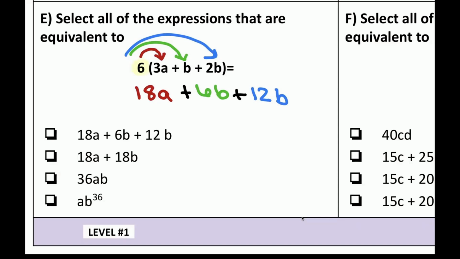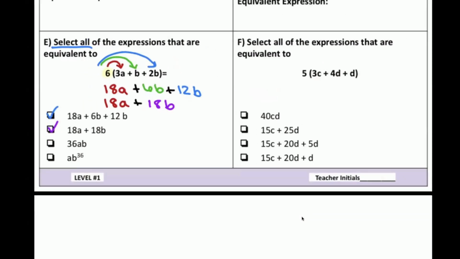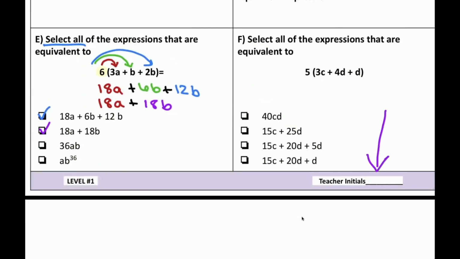Okay, so it says select all of the expressions that are equivalent. So we know it's going to be this first one. And then we can also combine our b's. Okay, think about it like 6 bananas plus 12 bananas. That gives us 18 bananas. So another way of rewriting this is 18a plus 18b. That is also one of our answers. Complete example F and any unfinished problems on this page, then check in with your teacher if they want you to.